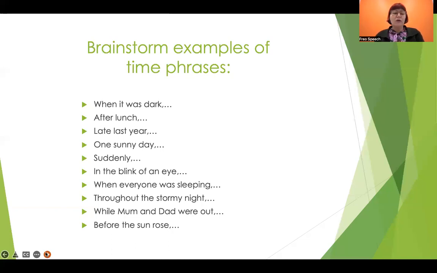You'll see here also that when the time phrase is at the beginning of a sentence, you need to put a comma after it, not so much at the end. So you might say, they all went home when it was dark, and there's no comma in that sentence. But when it was dark, comma, they all went home. So those fronted adverbs need to have a comma after them.